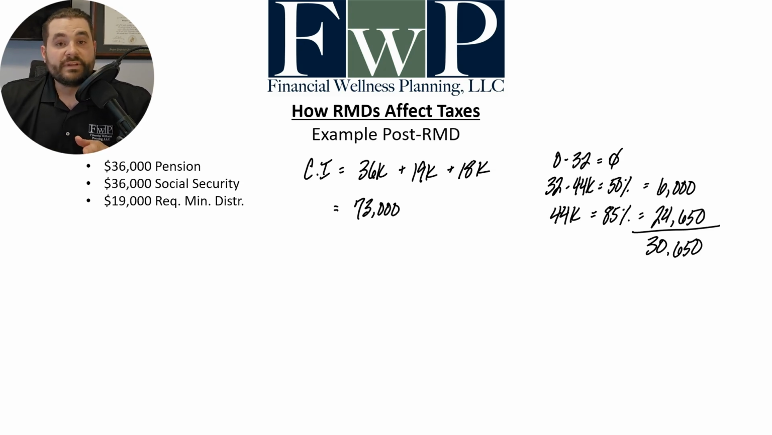If you remember from our video, only 85% of your Social Security benefit can be subject to income taxes. It just so happens for this couple, 85% of their Social Security benefit is $30,600. Now we can figure out what their federal tax bill is going to be.